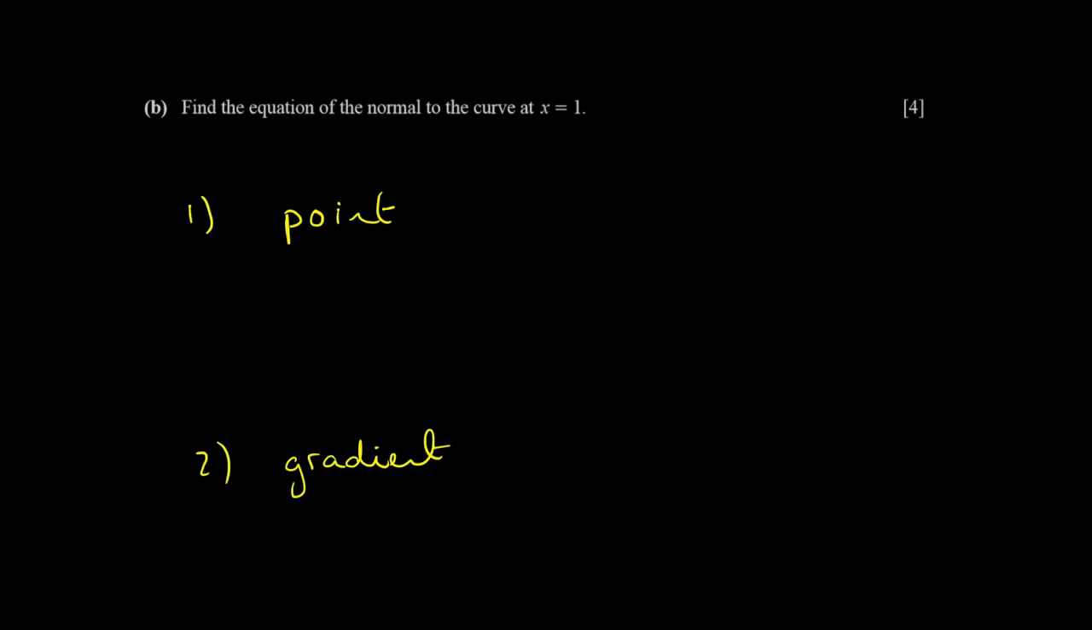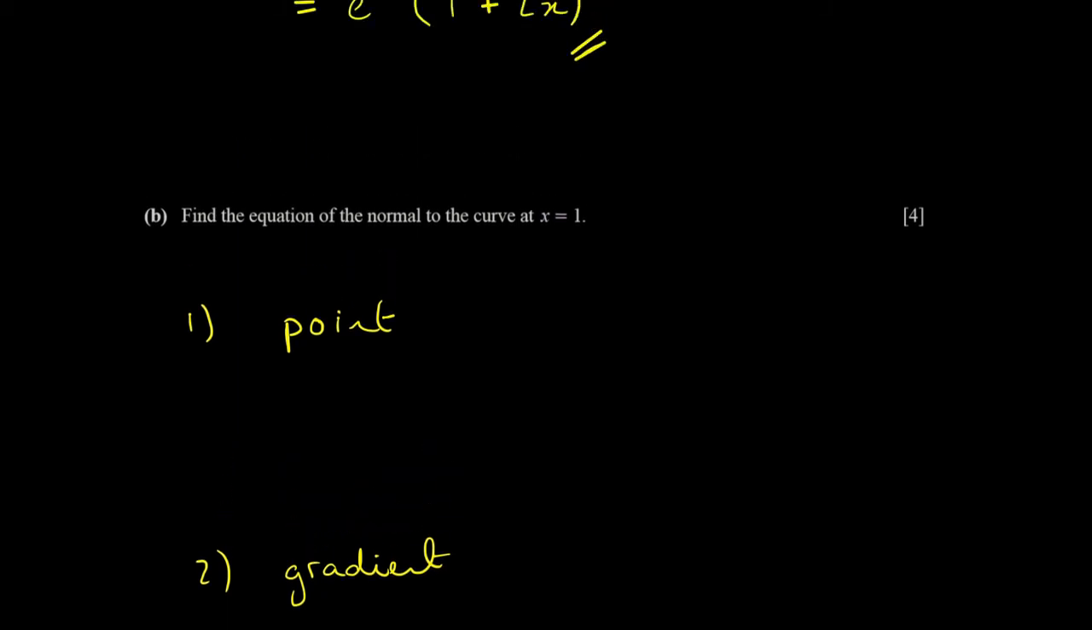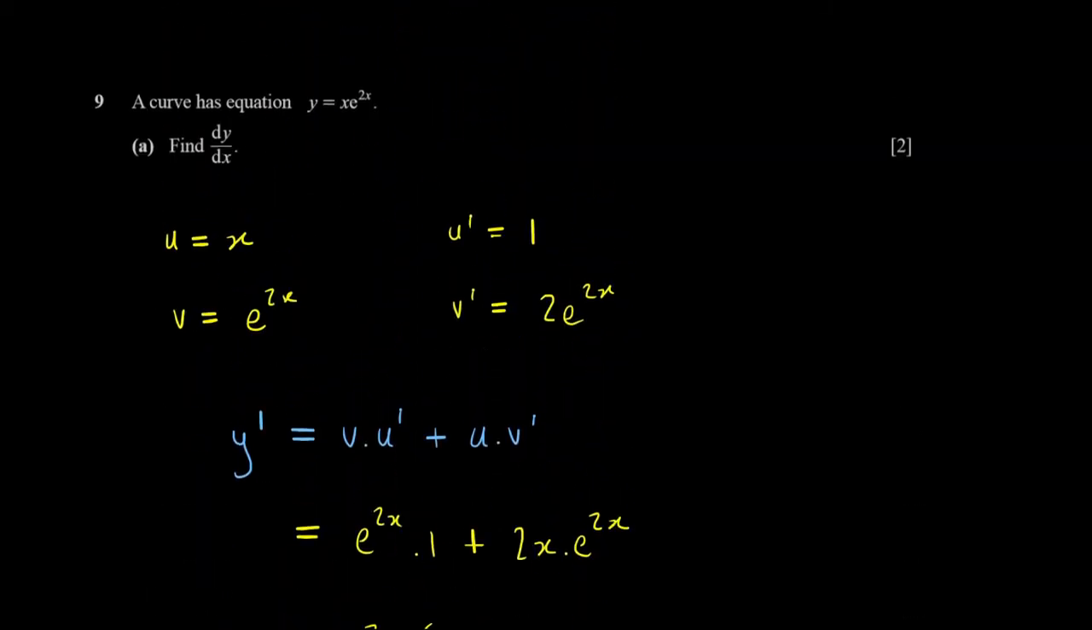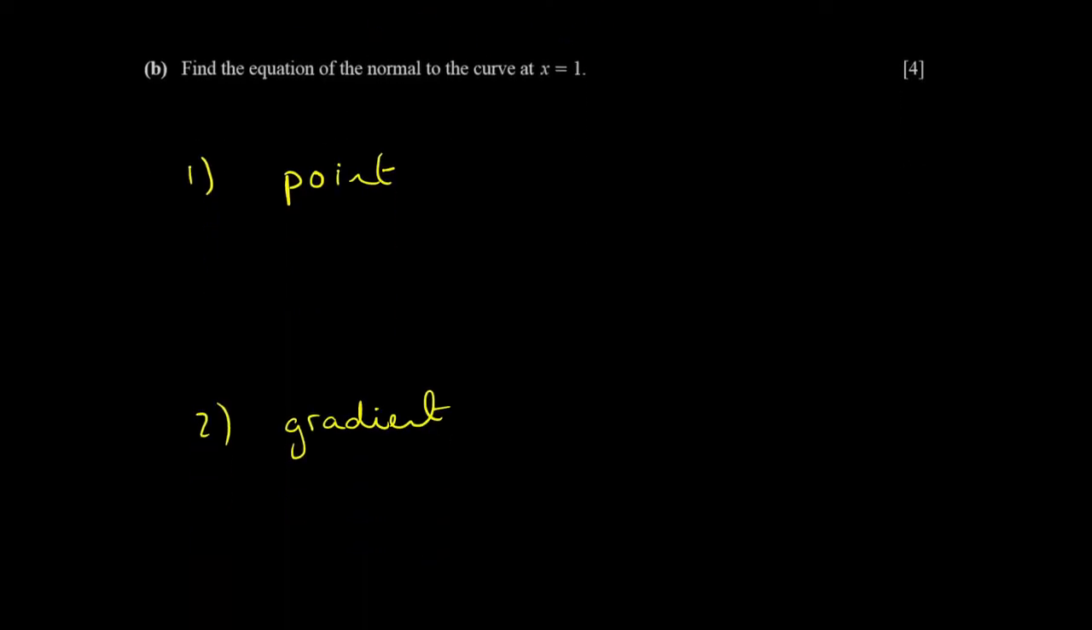Well, we've got the x coordinate, so what we're going to need to do is substitute that in to find the y coordinate. So when x is equal to 1, y is equal to 1 times e to the 2 times 1, which is just e to the 2. So our coordinate point is the point (1, e to the 2). So we've got that done.